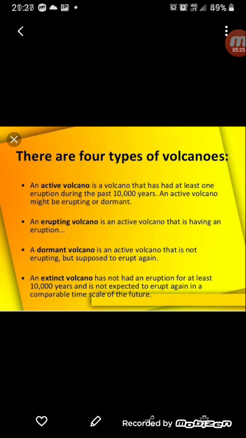So that is all about the different types of volcanoes that we have quickly done. We will move on to the next topic, to the next different type of mountain that we are going to do. So I hope you have understood.